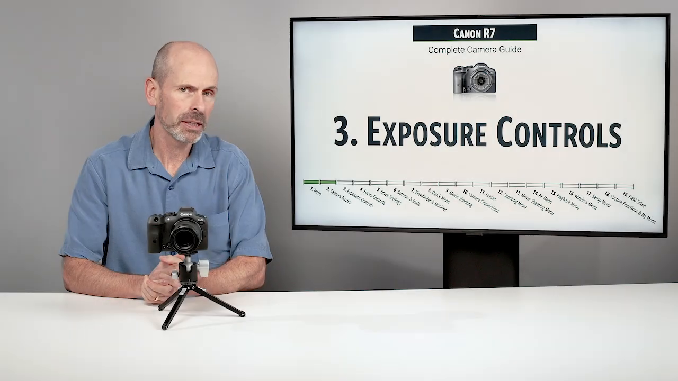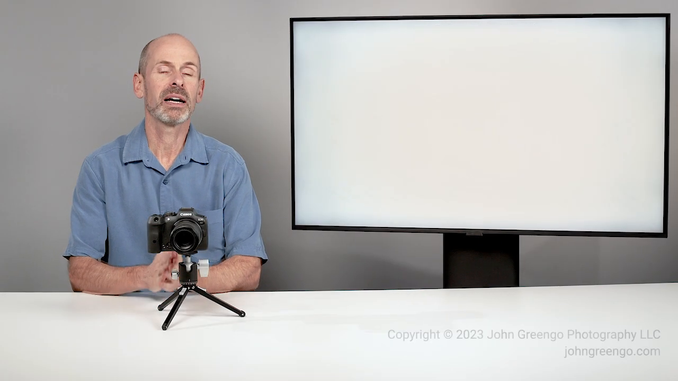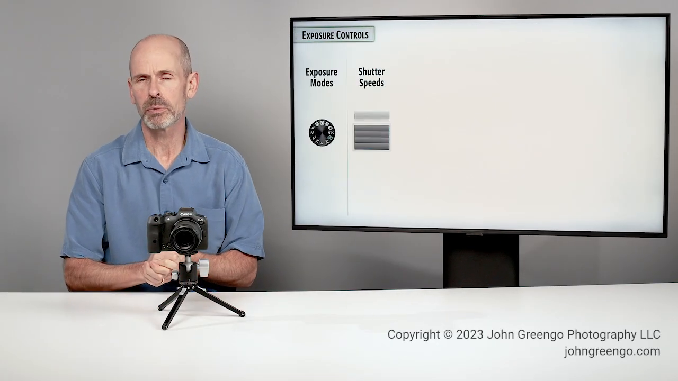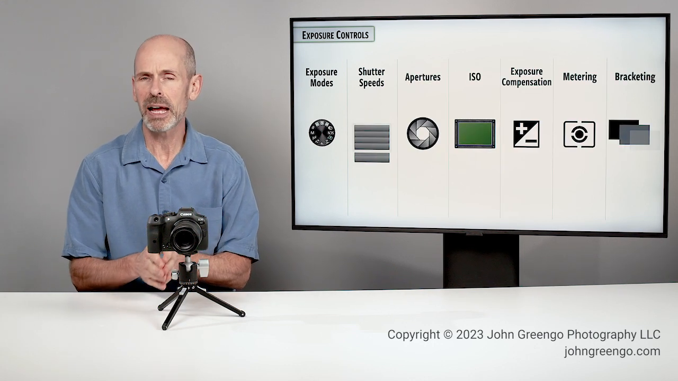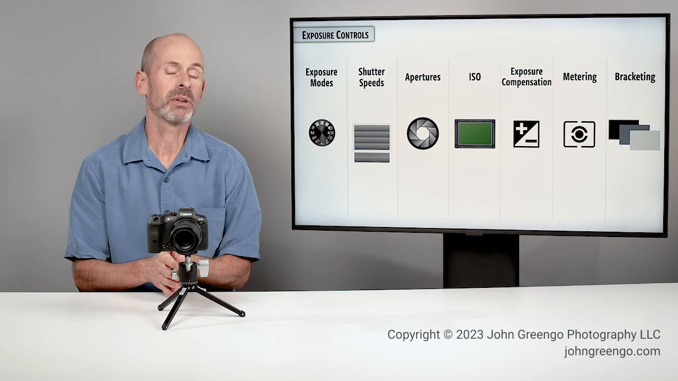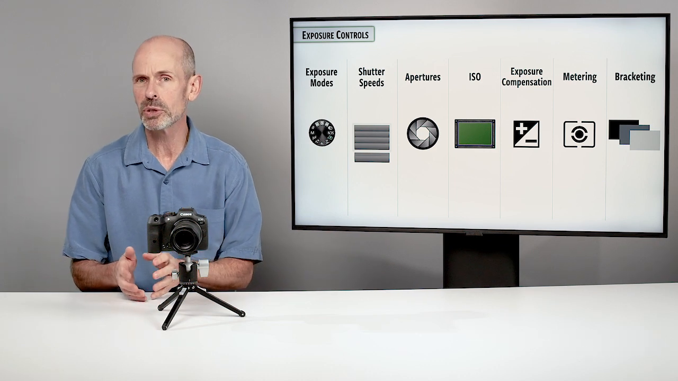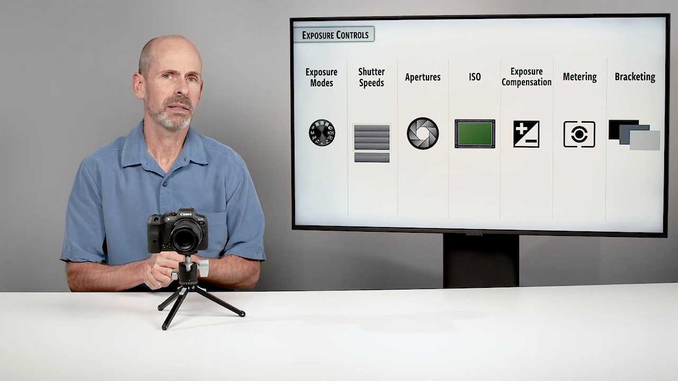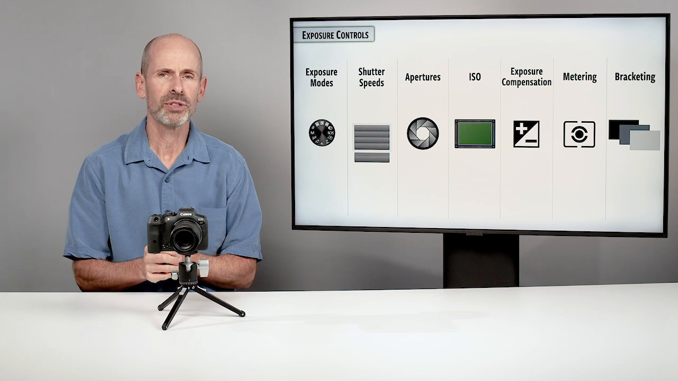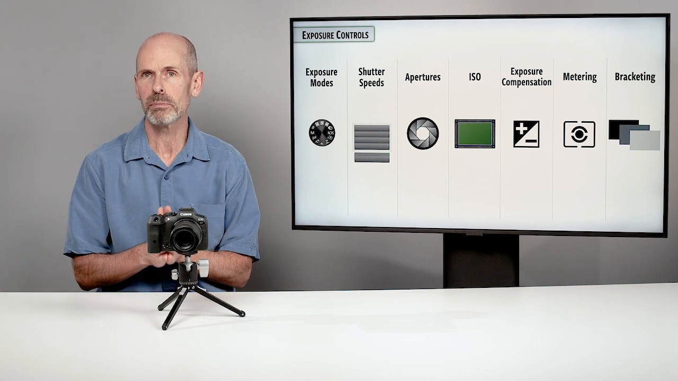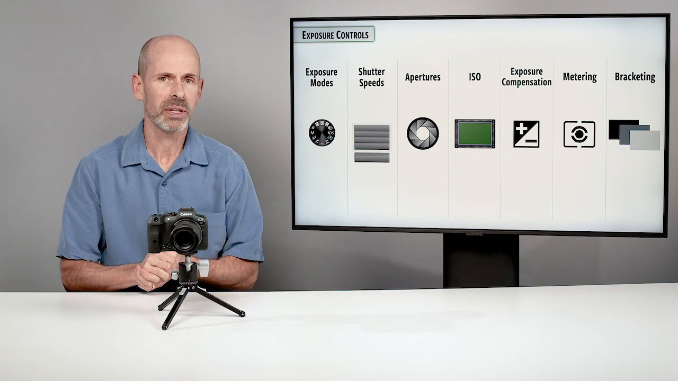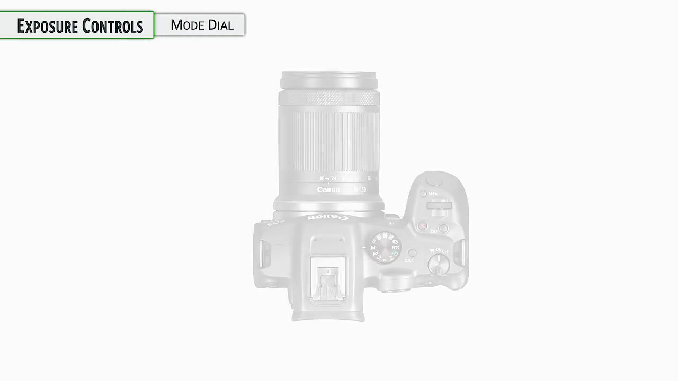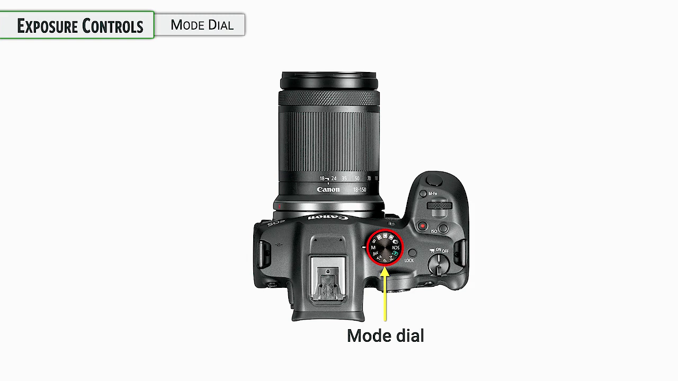All right, here in exposure controls, we have got a lot of information to cover. We'll be talking about the whole mode dial. We'll talk about setting shutter speeds and apertures and ISOs in various different ways. We'll talk about some other tools for getting just the right exposure, like exposure compensation, adjusting the metering, and doing some bracketing. So lots of the most important controls on the camera are going to be in this section right here. We're going to start with the mode dial.